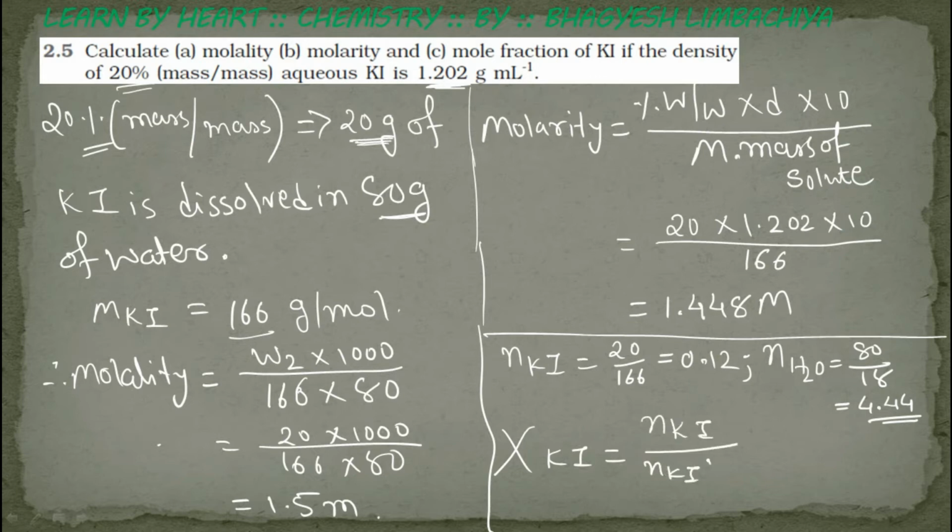Okay, so the mole fraction of KI that is asked is number of moles of KI upon number of moles of KI plus number of moles of water, and the answer is 0.12 upon the sum of 0.12 and 4.44, which is 4.56, and by division we will get 0.0265.